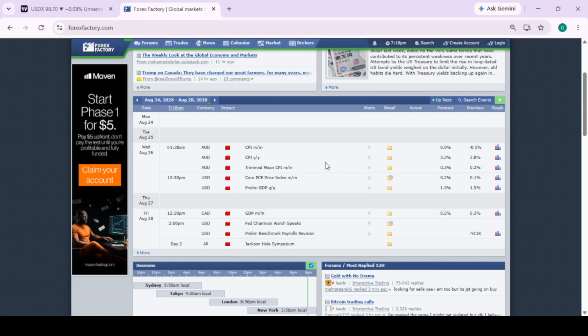On Wednesday, we're going to have the AED CPI and also the USD core PCE price index and the prelim GDP for USD. On Thursday, there's no high impact news. On Friday, we're going to have the CAD GDP and also the Fed Chair Walsh is going to speak on Friday, and also there's the Jackson Hole Symposium on Friday. So I think Friday is going to be very hot. So let's take note of these economic events for the coming week.